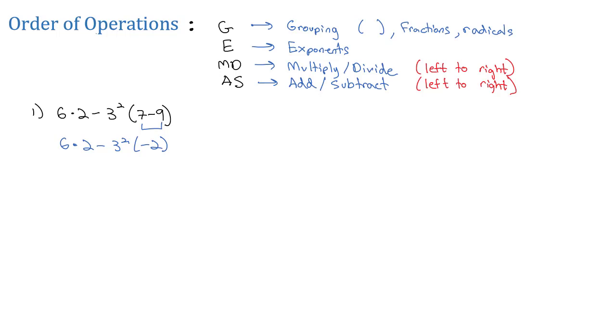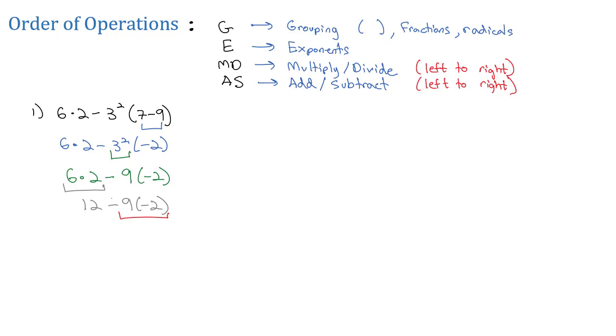After the grouping symbol has been completely simplified, then we'll do the exponents. So everything else stays the same. 6 times 2 minus 3 squared, which is 9, times negative 2. Then we do multiplication and division from left to right. So starting on the left, 6 times 2 is first to give us 12, minus 9 times negative 2. Still finishing out the multiplication, this time the one on the right. Negative 9 times negative 2.